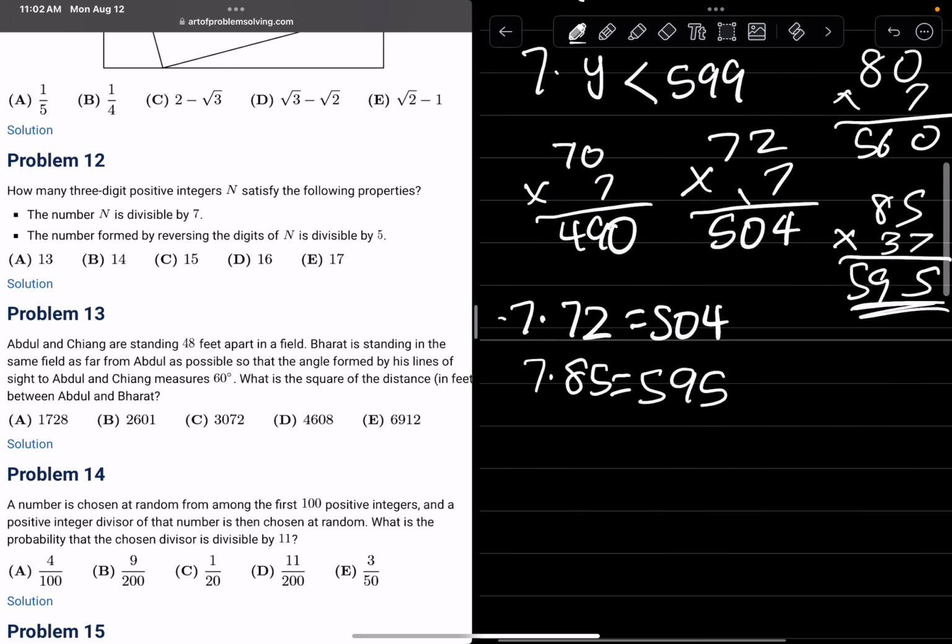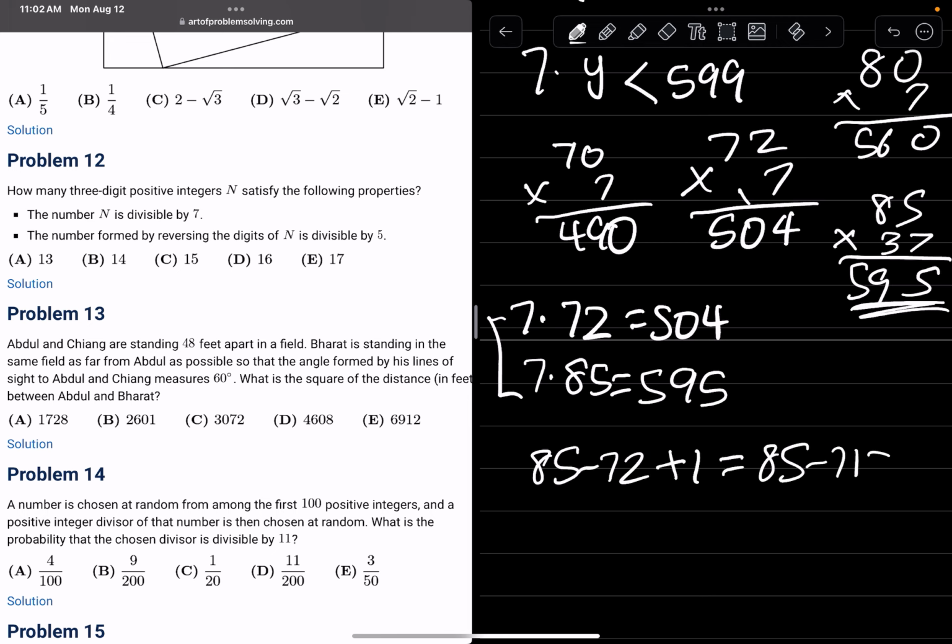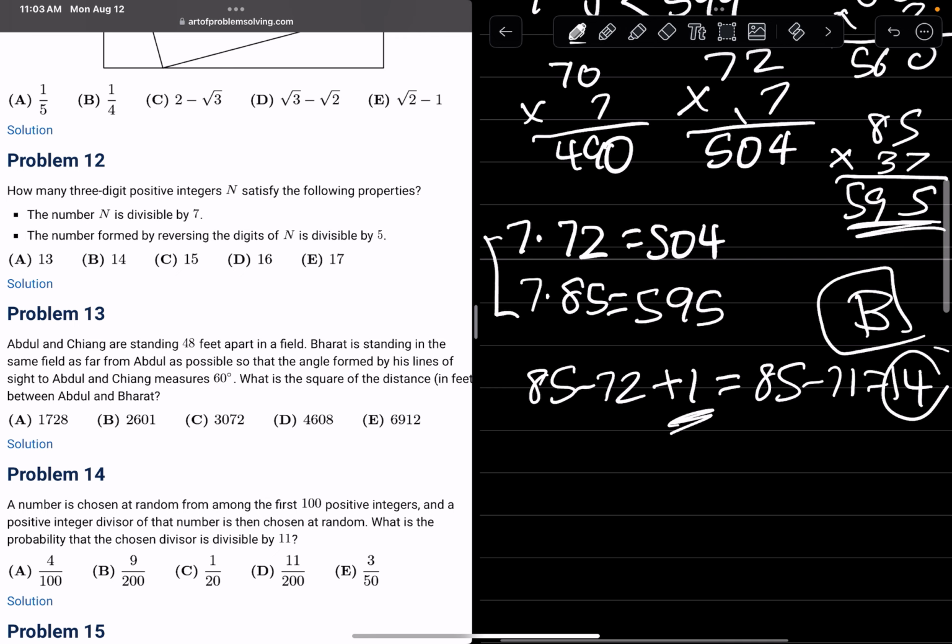And how many distinct integers are this? So it's just 85 minus 72 plus 1. So this is 85 minus 71, which is 14. So answer choice B. And the reason why we add 1 to the end, if you don't know, is we could just do a simple example.